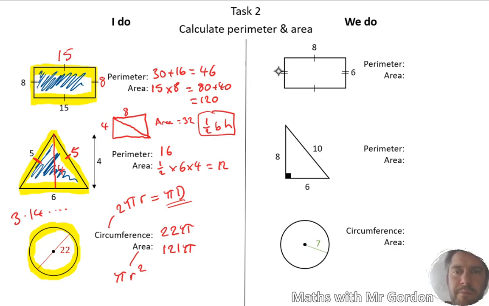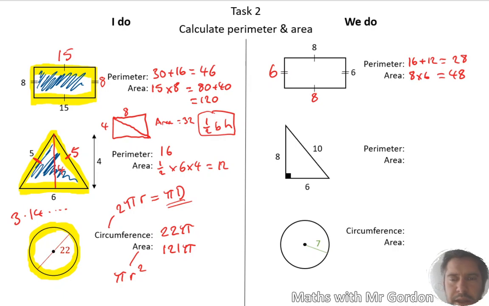Okay, so the perimeter, we need all of the lengths. So we've got 16 plus 12, which is 28. And for the area, we're going to do 8 times 6, which is 48.